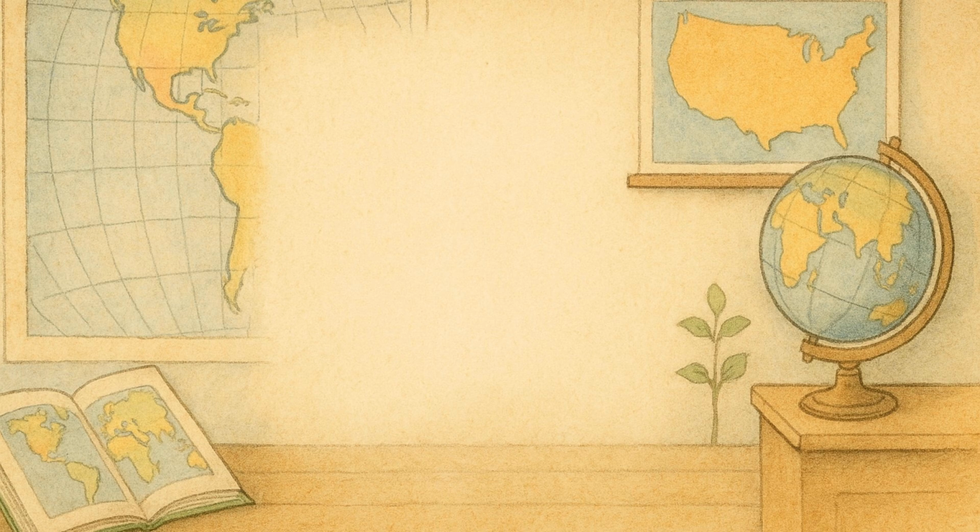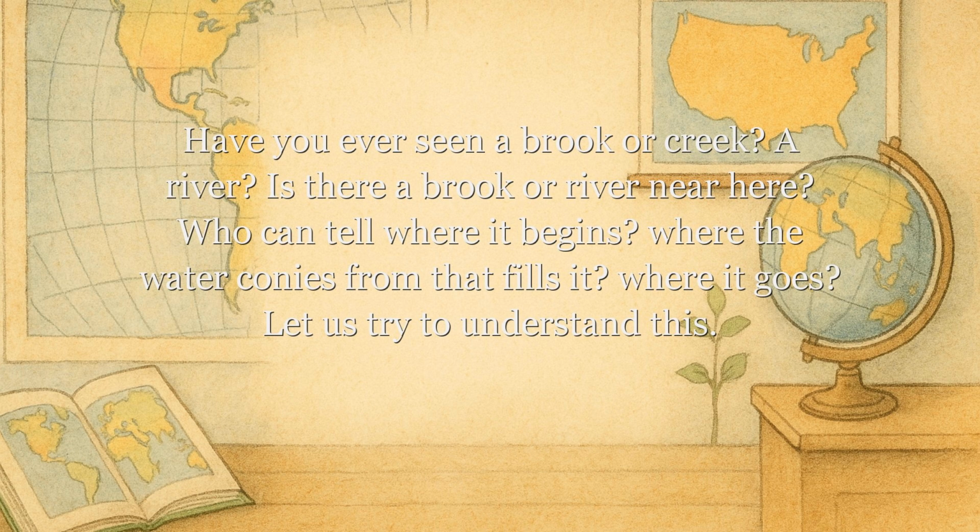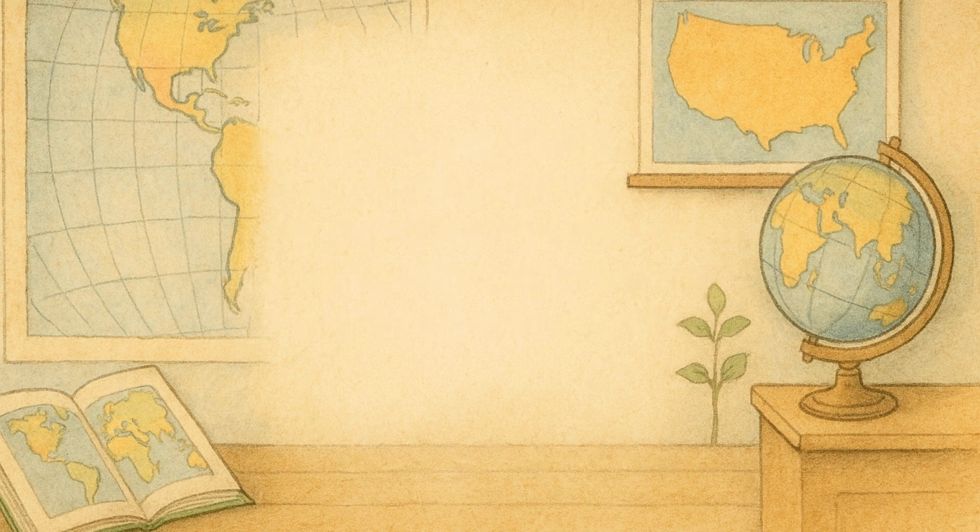Lesson XVI. How rivers are made. Have you ever seen a brook or creek, a river? Is there a brook or river near here? Who can tell where it begins, where the water comes from that fills it, where it goes? Let us try to understand this.